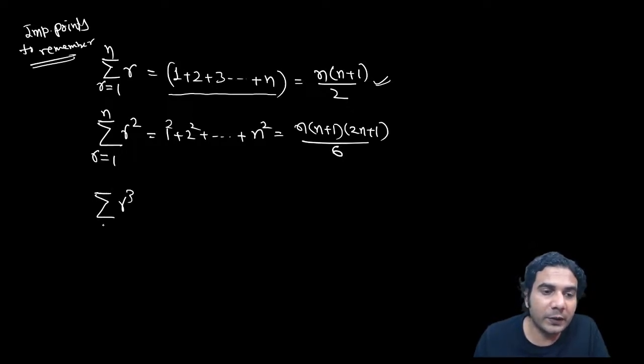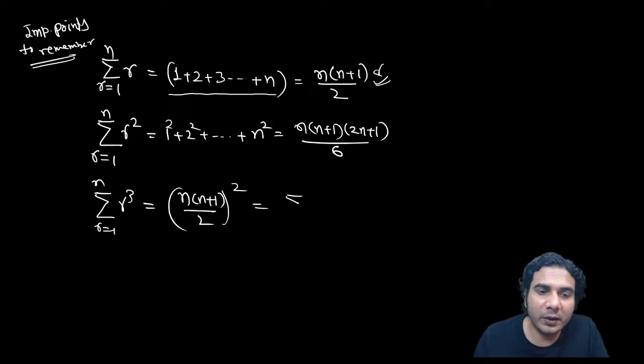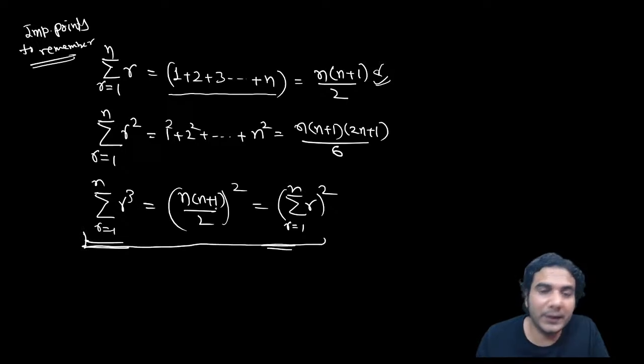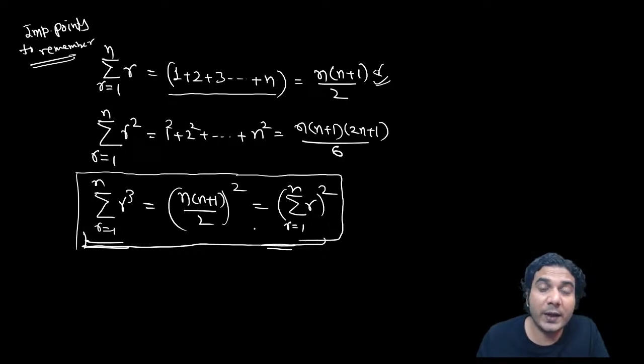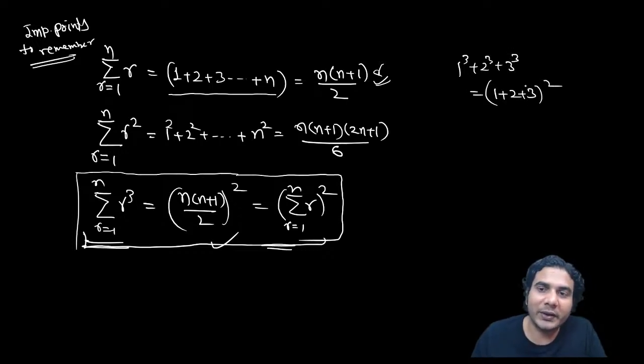Next is sigma r cube, the sum of cubes of natural numbers, r from 1 to n. That basically comes out to be n into n plus 1 by 2, the whole square, which is basically the square of this. So you can write sigma of r cube as sigma of r the whole square, r from 1 to n. Adding the cubes of the first n natural numbers gives the square of the sum of the first n natural numbers. That means if you write 1 cube plus 2 cube plus 3 cube, it is coming out to be 1 plus 2 plus 3 the whole square. You can check this.